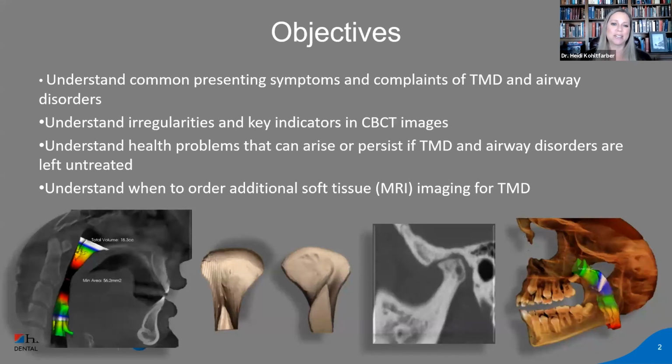So some of our objectives today: we're talking about some of the presenting symptoms and complaints of TMD as well as airway disorders, some of the irregularities and key indicators in our CBCT images, and understanding the health problems that can arise or persist if our TMD and airway disorders are left untreated. Also, there's a correlation between the two. That's why we put this together today. And then we want to talk a little bit about when you should send your patient on for an MRI. And again, ambitiously, I did put some MRI at the end. So this will be really fun.